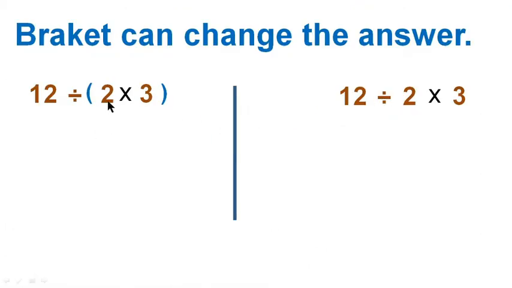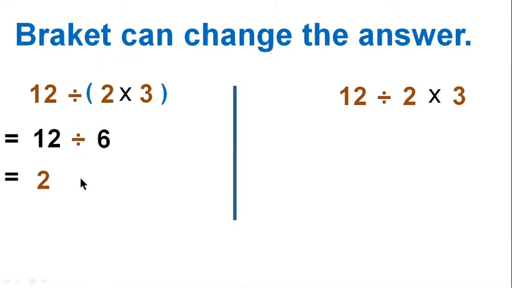Now observe two simplifications. These two simplifications are same, but in the first simplification we have used a bracket, and the second one is bracketless. There is no bracket here. In the first simplification we must solve the first bracket's operation. That means we will multiply here at first. If we multiply, we get 6. 3 2s are 6, and if we divide, we get 2 as the answer.